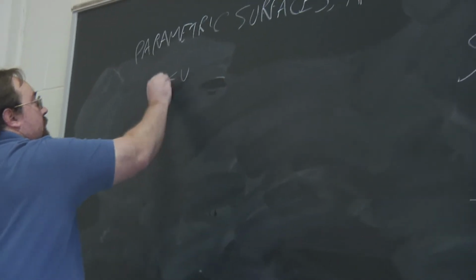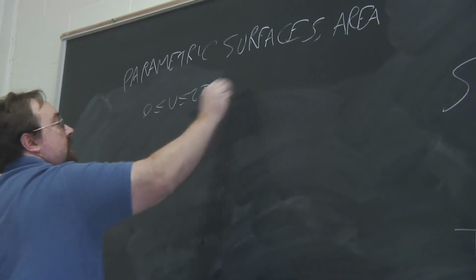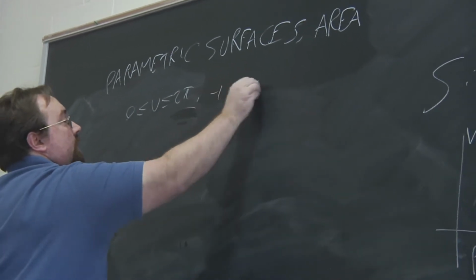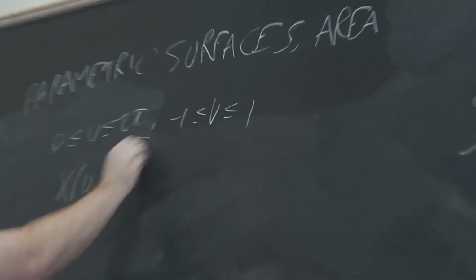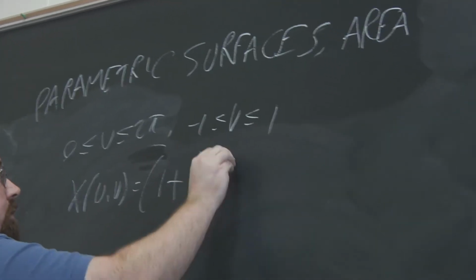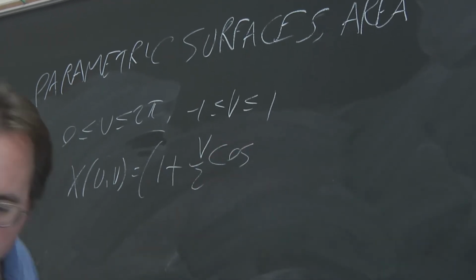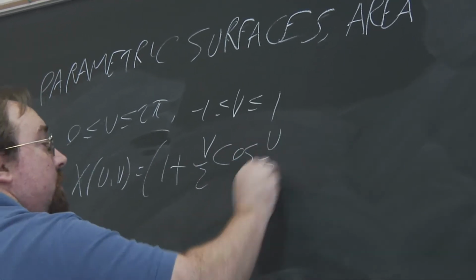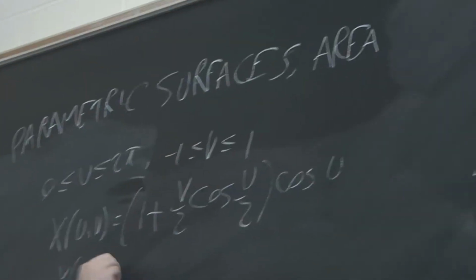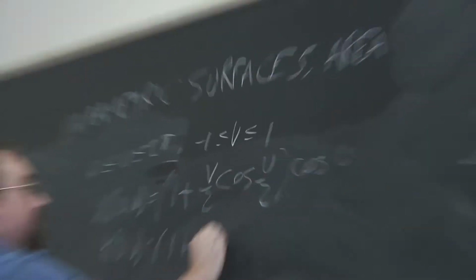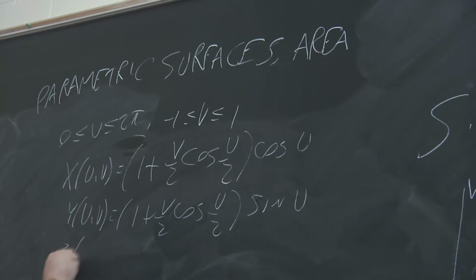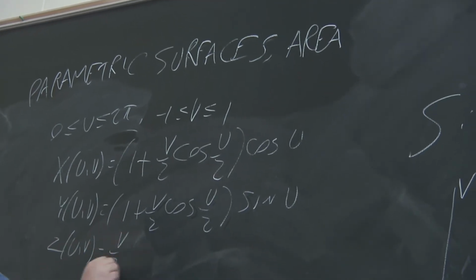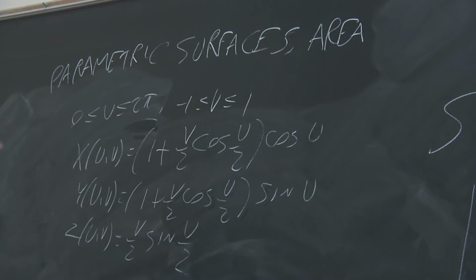So we let U go between 0 and 2 pi, and V go between -1 and 1. So then X is equal to 1 plus V over 2 cosine U over 2, times cosine U. Y of U,V is 1 plus, so it starts out the same way, and then we have sine U. And then Z is V over 2 sine U over 2.